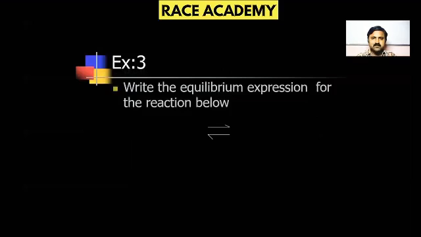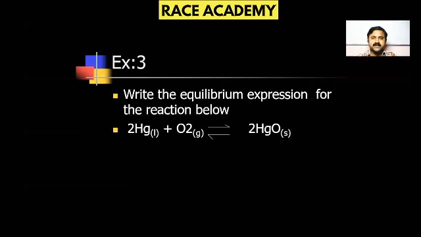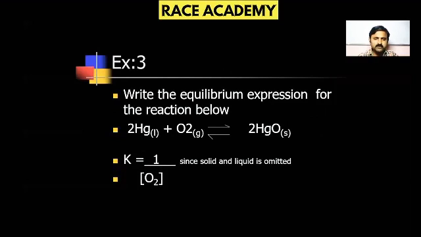Next, we'll write the equilibrium expression for the reaction 2Hg plus O2 gives 2HgO, where HgO is solid and Hg is liquid. Then how can you write it? The concentration of HgO will be taken as unity, and the concentration of O2 will be in the denominator. So K equals 1 by the concentration of O2, as Hg is also in the pure liquid state.